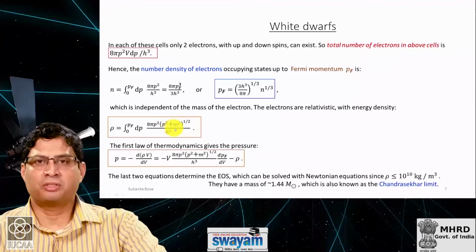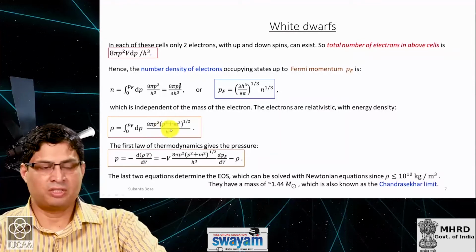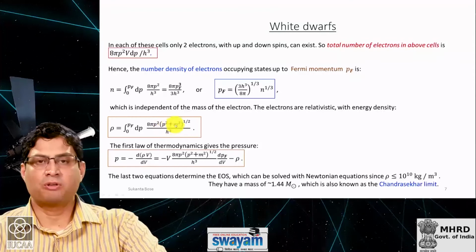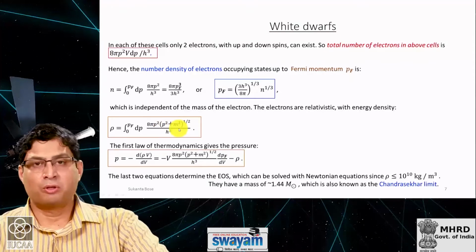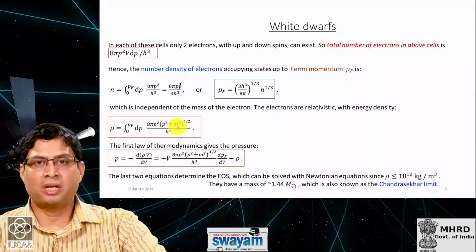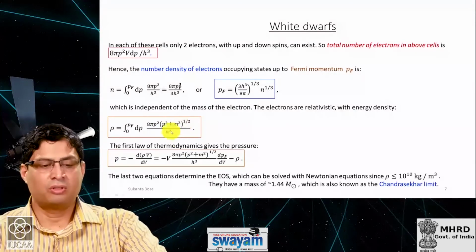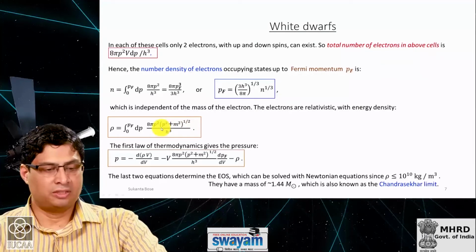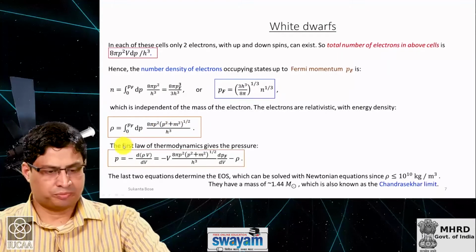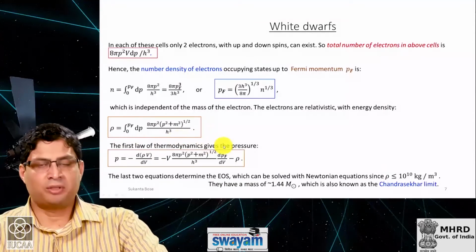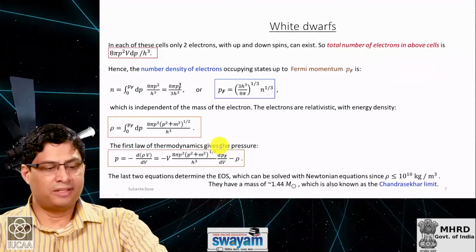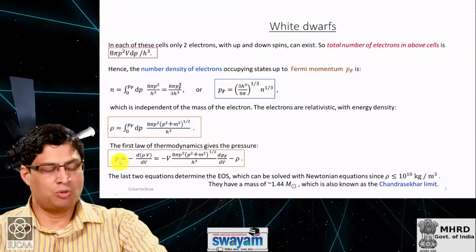So, this is the relativistic expression for the energy when c is set to 1, the square root of p square plus m square. If you want to bring in c's here, at least in this parenthetic expression, you should have p square c square plus m square c to the 4, and then the square root of that for the energy.